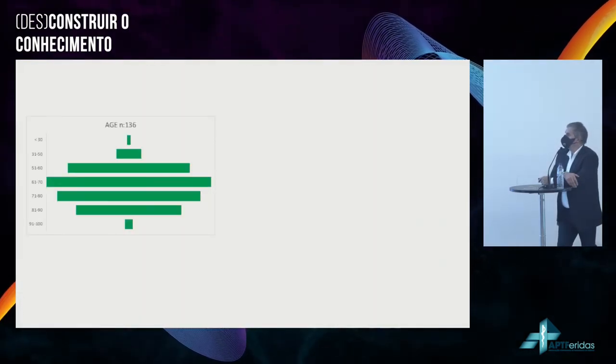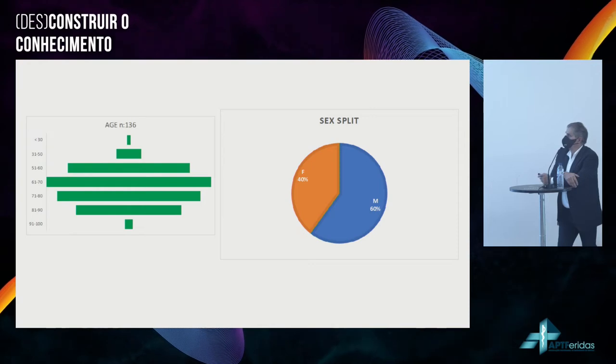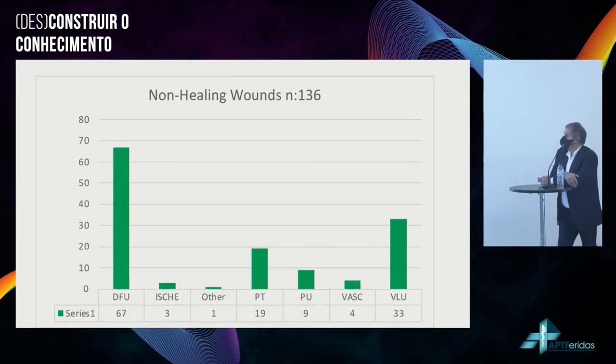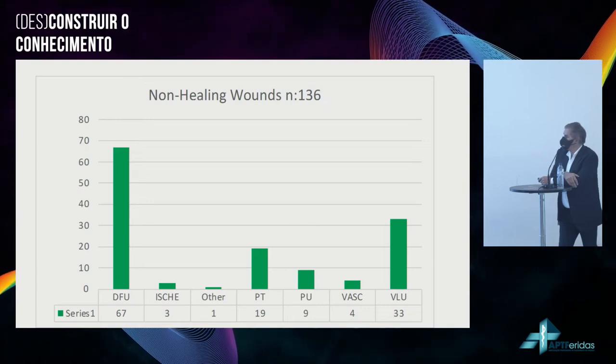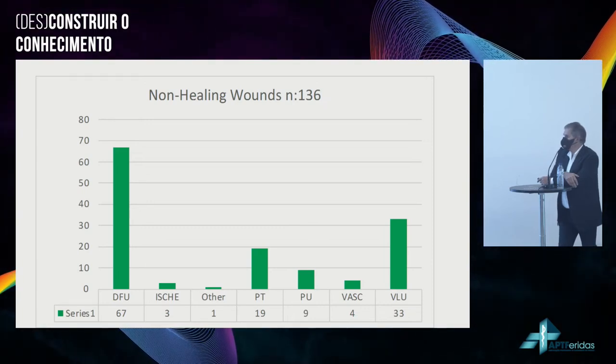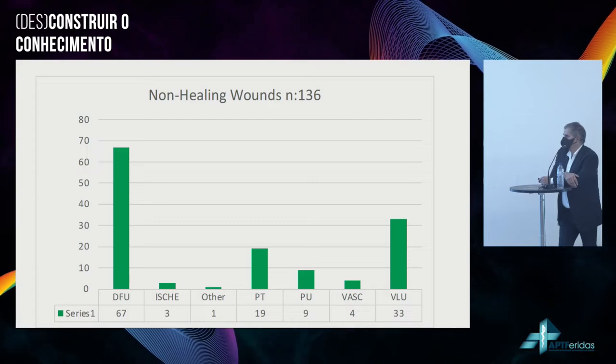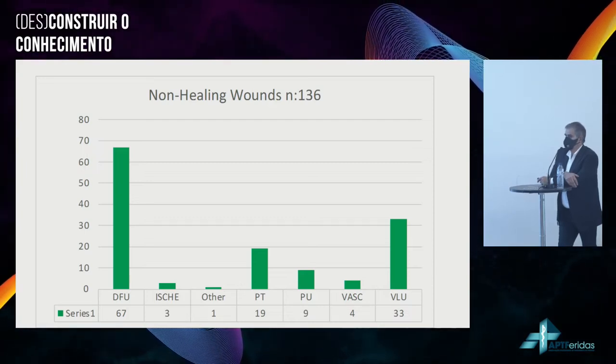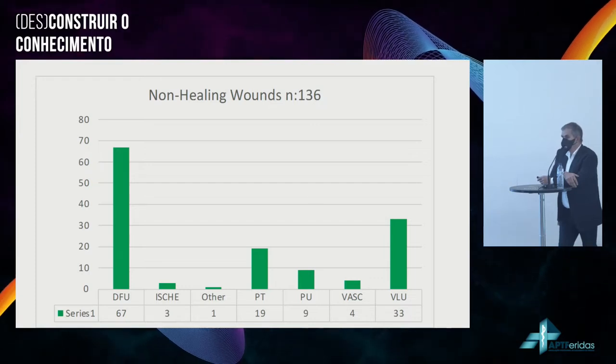Quickly, 136 patients, nothing surprising, elderly people, a little bit more men than women. We don't have all the luck as men. Those are the cases we did in this series. So 67 diabetic foot ulcers, 33 venous leg ulcers, a couple of ischemics.